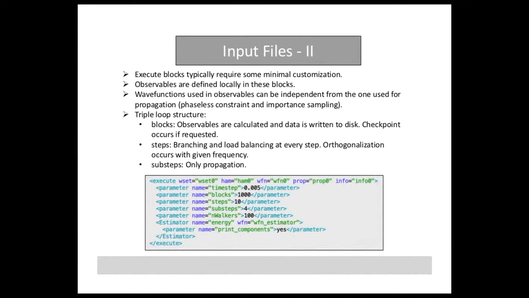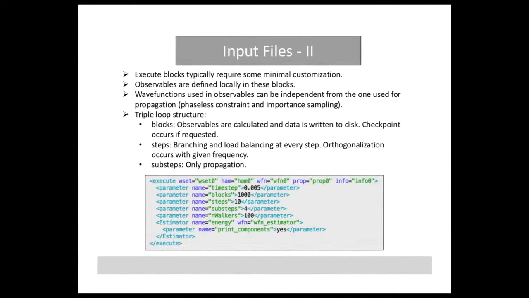The propagation scheme has a three loop structure, closely following the real space code. And there is actually some potential for optimization. What would happen is, you have an outer loop of blocks, and inside blocks you have steps and substeps. Inside the block loop, you of course do a loop over steps and substeps, and once per block, you evaluate your estimators.